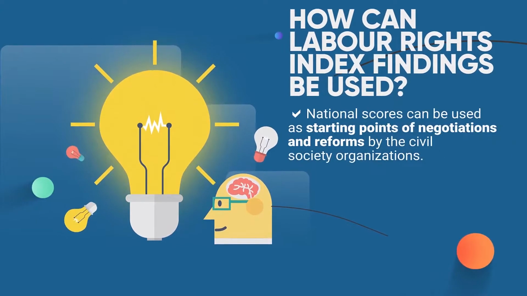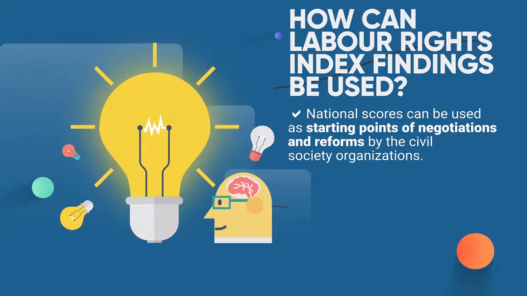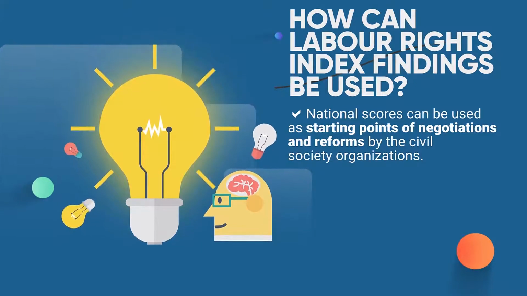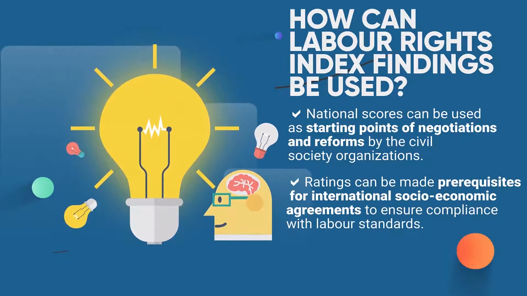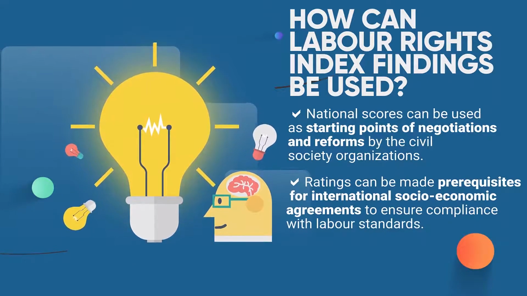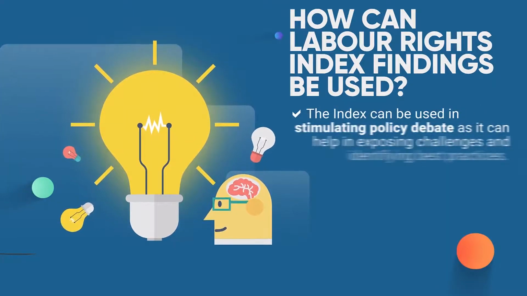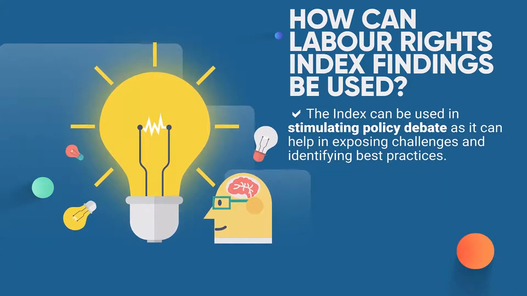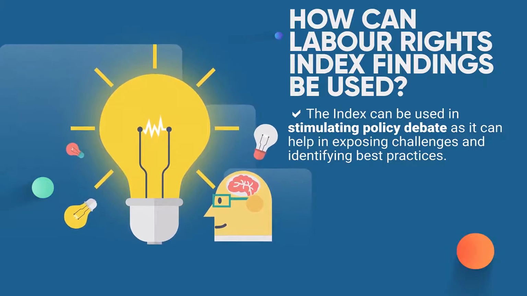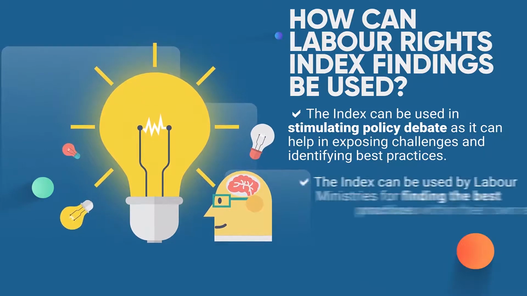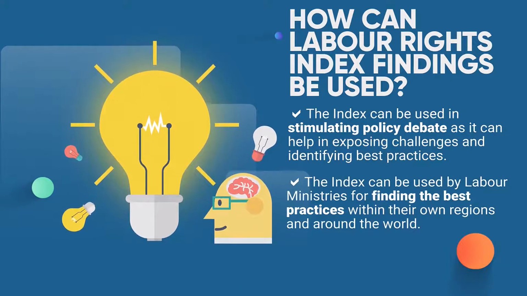How can the Labour Rights Index findings be used? National scores can be used as starting points of negotiations and reforms by civil organizations, such as social partners. Ratings can be made prerequisites for international socio-economic agreements to ensure compliance with labour standards. The Labour Rights Index can stimulate policy debate. It helps to show challenges and to identify best practices. Labour ministries may use the index to find best practices in their own country and around the world.